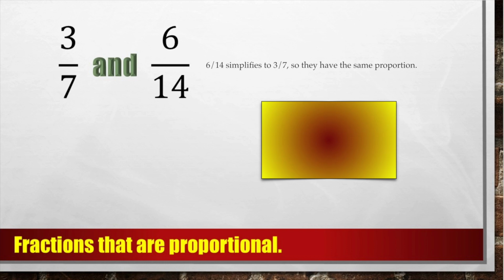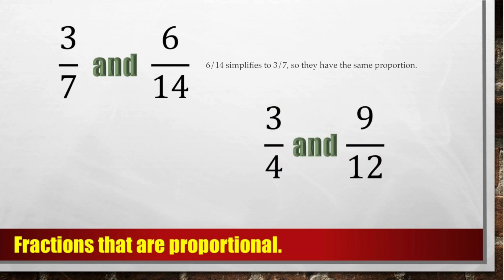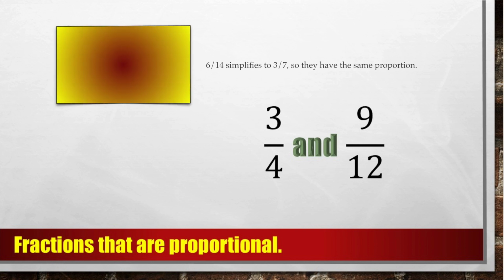Six 14ths simplifies to 3/7, so they have the same proportion. Nine 12ths simplifies to 3/4, so they have the same proportion.